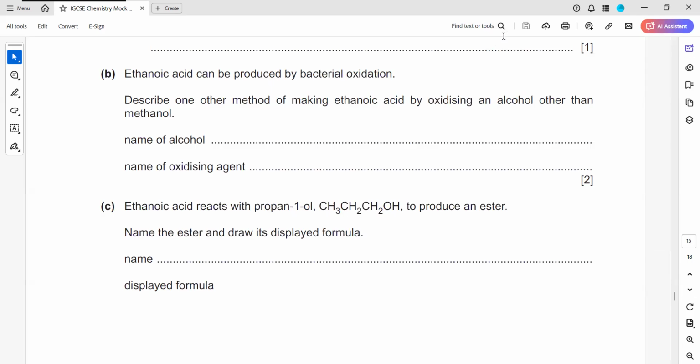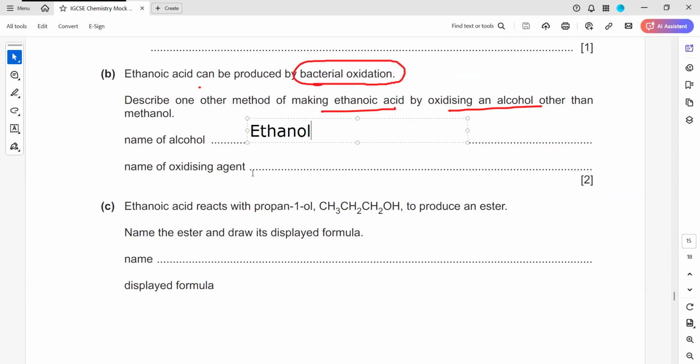Bacterial oxidation is a method. Ethanoic acid can be produced by bacterial oxidation. Bacteria can also do oxidation. Describe one other method of making ethanoic acid. What is the question? The question is, other than bacterial oxidation, describe another method by which we can prepare ethanoic acid by oxidation. So, oxidation of which alcohol can we do?